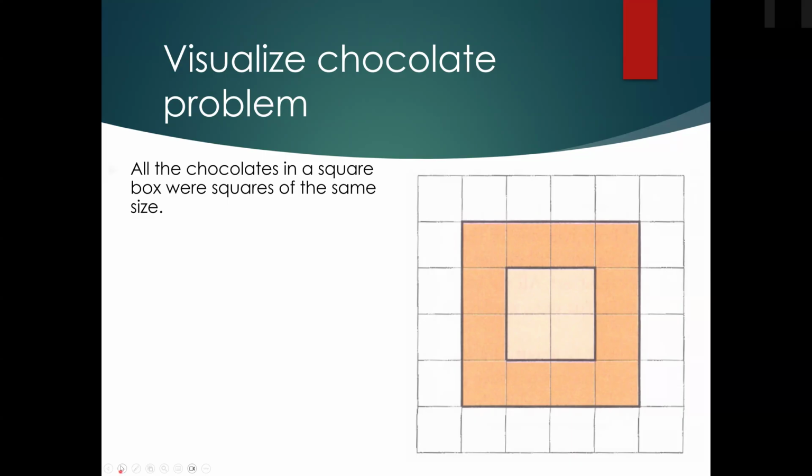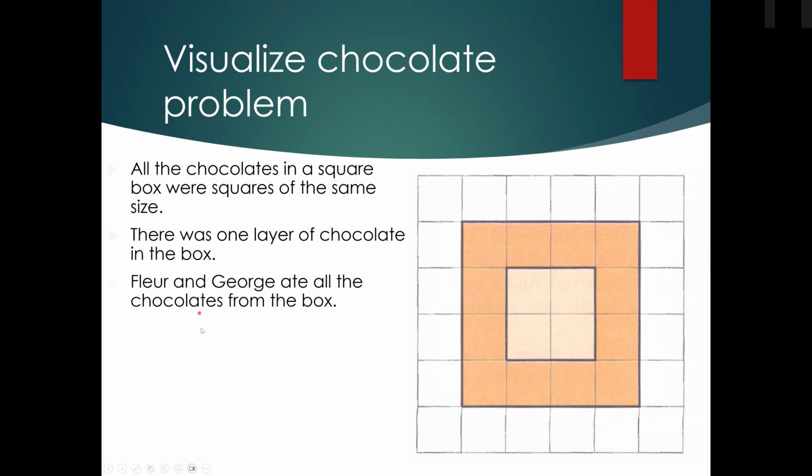Okay. All the chocolates in a square box were squares of the same size. So immediately when we look at this diagram, we see a bunch of squares that are of the same size. It tells us these squares here, each of them individually, could represent a chocolate. Okay, so there was one layer of chocolate in the box. That basically tells us there isn't a stack of chocolate above this one, and that we don't have to worry about being misled.